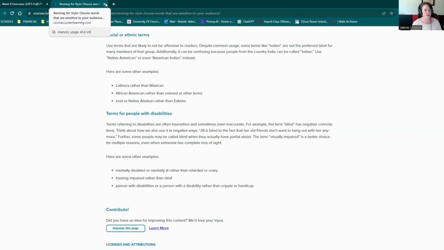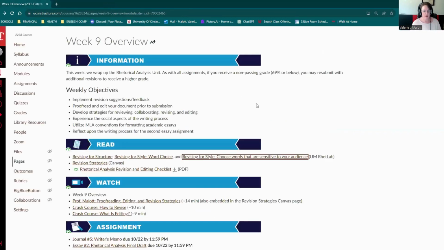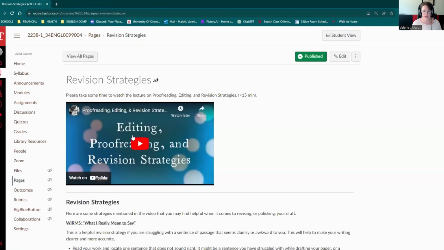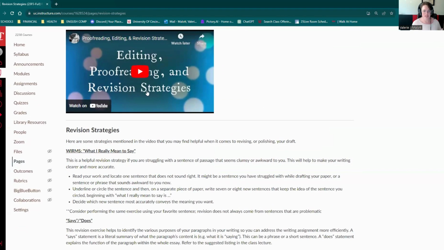So this is a really good page to take a look at. We also have the Canvas page that is called Revision Strategies, and this is really the focus of this week's work. There's an embedded lecture. It's a little bit older, within 2 years, I think, but still very relevant. So I go over editing, proofreading, and revision strategies.